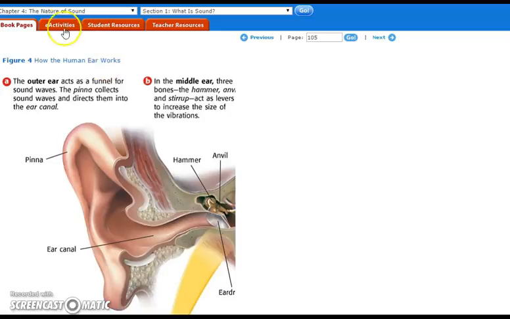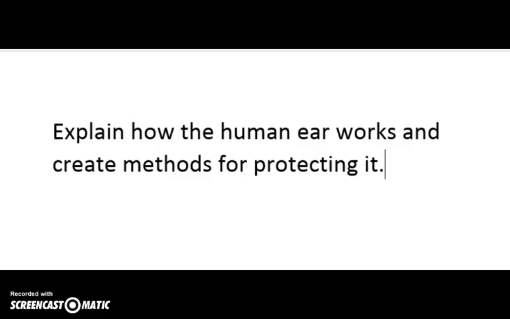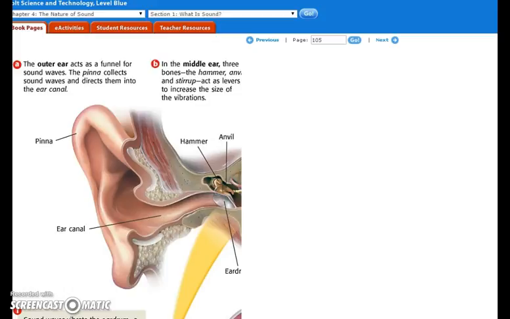So next we will be looking at this. Objective number 2. Explain how the human ear works and create methods for protecting it. Here we have a nice image of the ear. Now you may think that you just have an ear, but there are actually different parts of the ear. We have the outer ear, which is the part that you can see in the mirror or on other people, which acts as a funnel for sound waves.